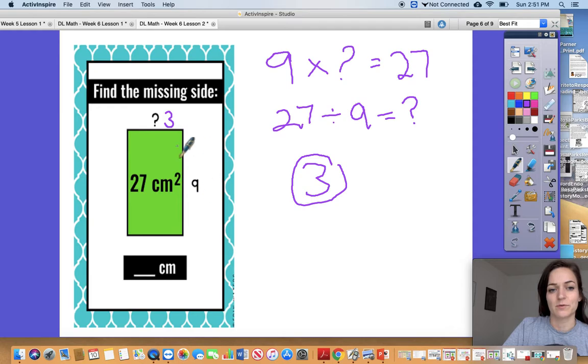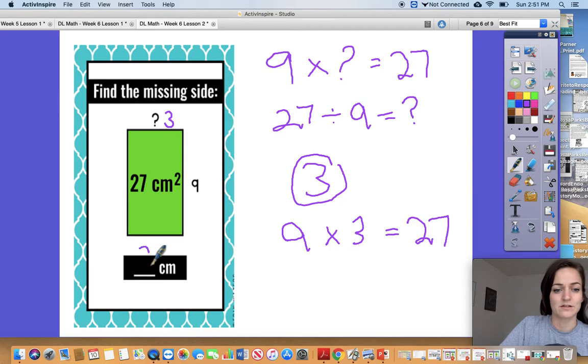I can check my work by just plugging it in and doing the equation. Length times width equals 27. And is that true? Yes. So my answer is 3.